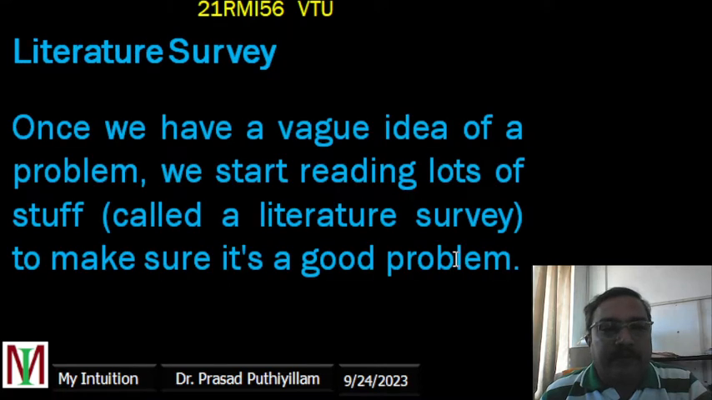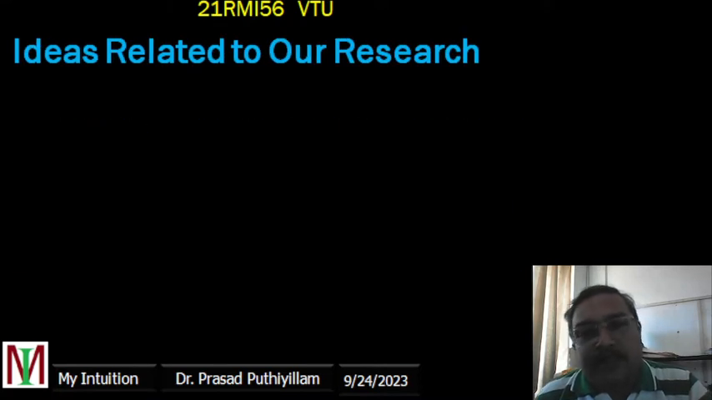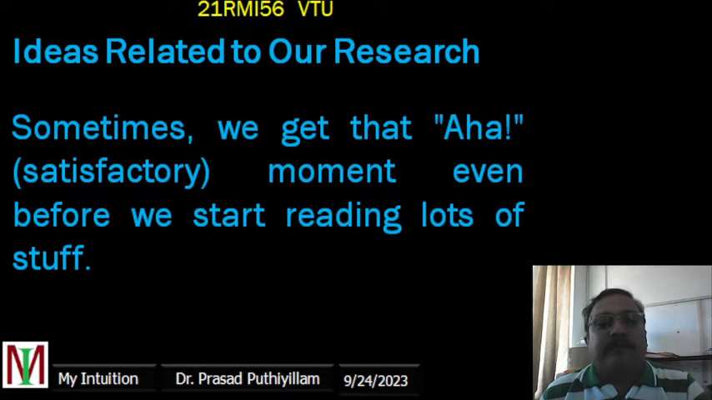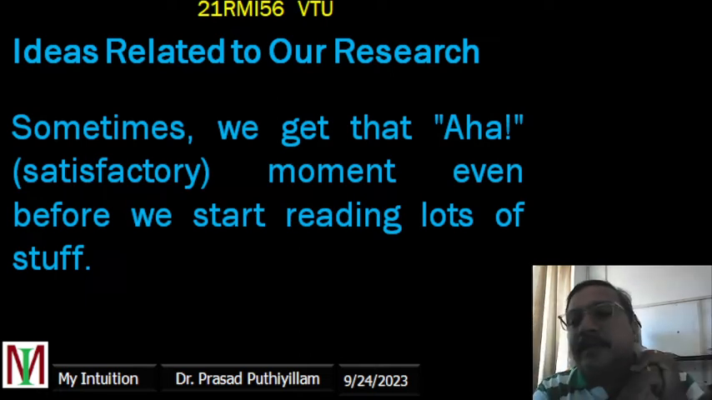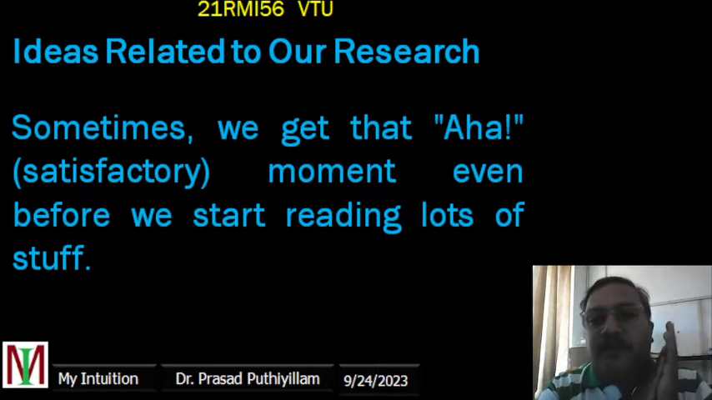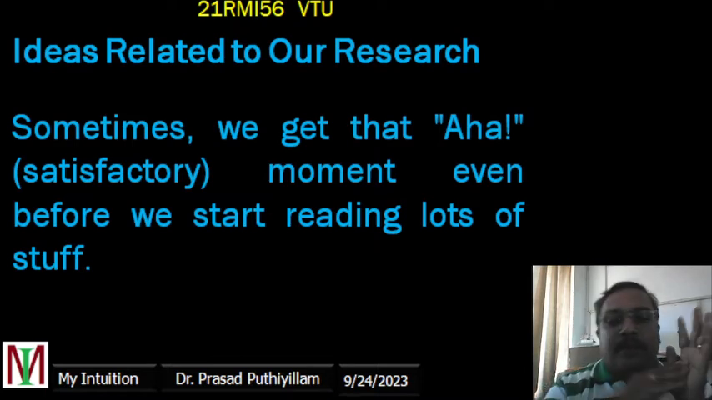So it will make us sure whether the given topic is a very good project topic or not, whether it is a good research idea or research problem or not. Now, ideas related to our research. Sometimes we will get that satisfying moment, that aha moment. Even before we start reading the books, somewhere we have seen something, and from that we got the idea that okay, I need to do research on this particular problem.